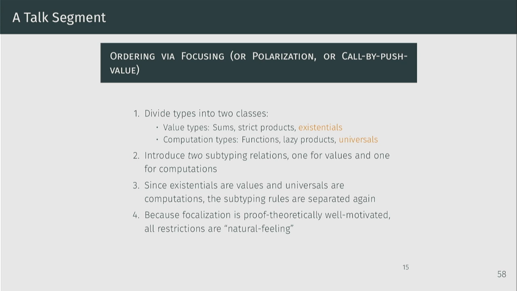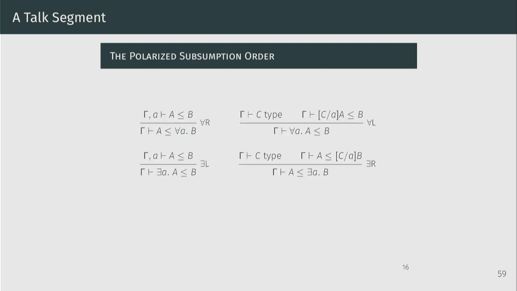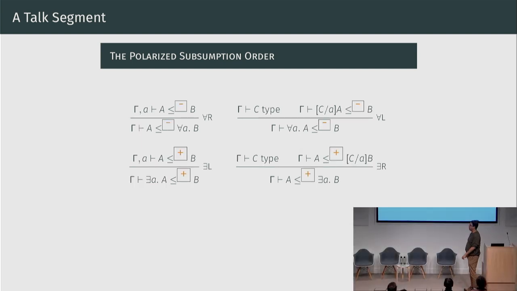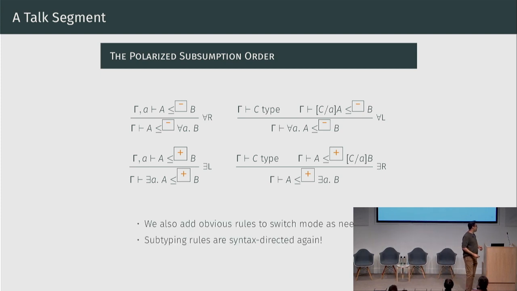And I say, oh yes, there's this thing called polarization or focusing, and it divides everything into positives and negatives, or values and computations. And with this separation, what you can do is take the old ambiguous rules and make them unambiguous by separating them into two relations. And you only use one set of rules at a time, and they can never interfere with each other. And so we've eliminated the ambiguity, and we've solved the problem of making the subtyping relation syntax directed. So exponential time is gone now.